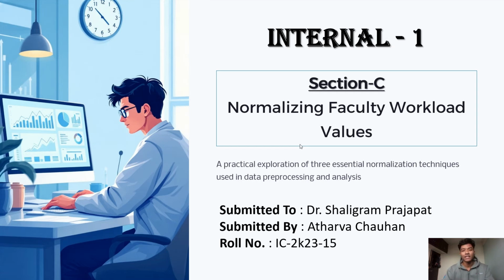Hello everyone, my name is Athar Chauhan, and in this part of the presentation, I'll be explaining how we normalize faculty workload values using three different techniques. Normalization is very important because it helps us compare values that exist on completely different scales.